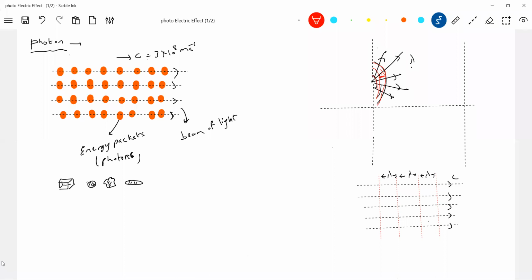Now let's explore further. Instead of this approach, I'm asking you to imagine light is made up of energy packets. What is the shape of the packet? We are not very sure. On what basis are you putting some sort of dot? It appears as if it's a spherical drop. Just to help students imagine that the beam of light contains energy packets, I'm showing it here. But otherwise, we don't have any experimental proof for the shape of the photon.